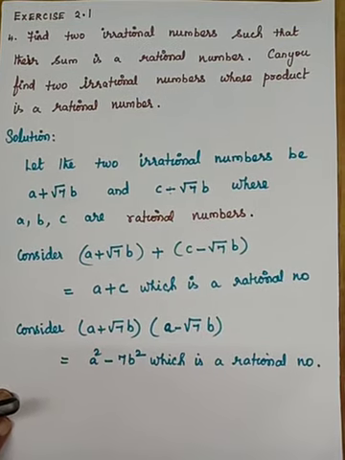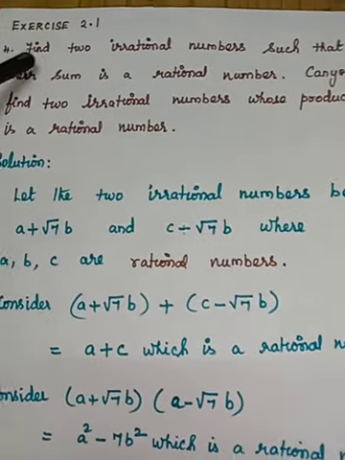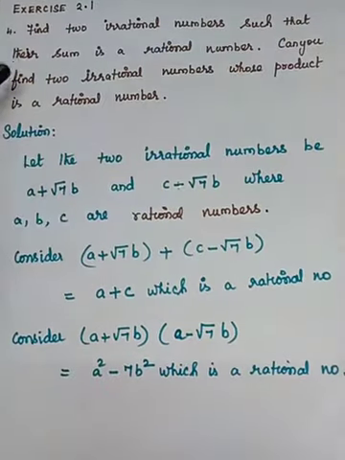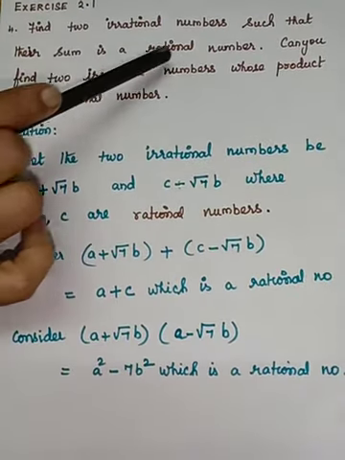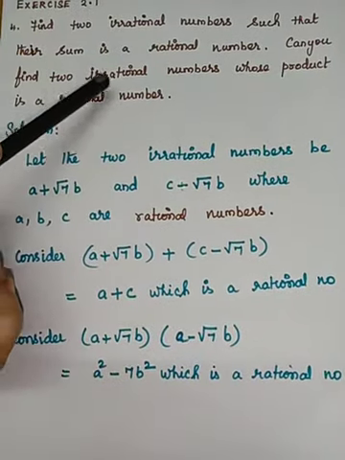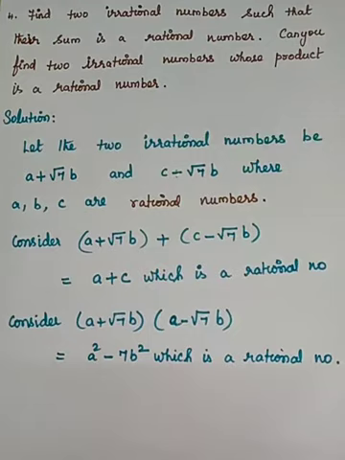Good morning, students. Exercise 2.1, fourth problem. Find two irrational numbers such that their sum is a rational number. Can you find two irrational numbers whose product is a rational number?